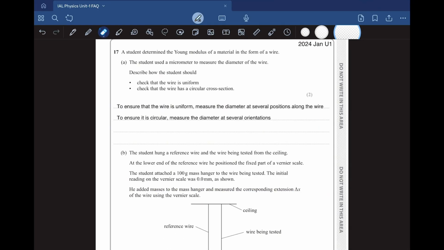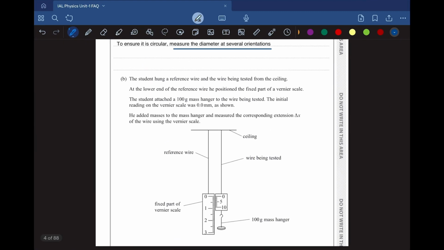So this is how you'll be writing. To ensure that the wire is uniform, measure the diameter at several positions along the wire. One is along the wire and the other one is several orientations, which is for the circle. Okay, now let's read the next part.